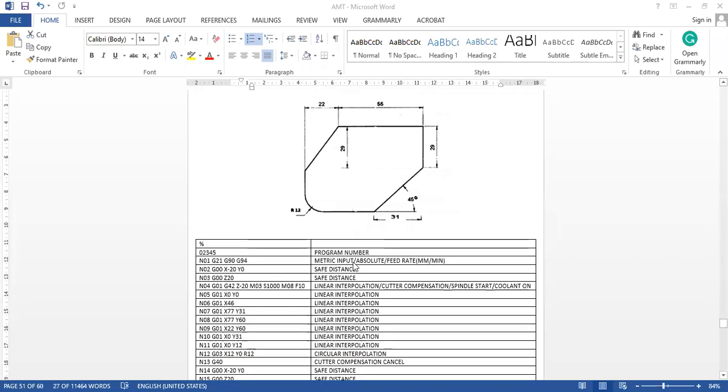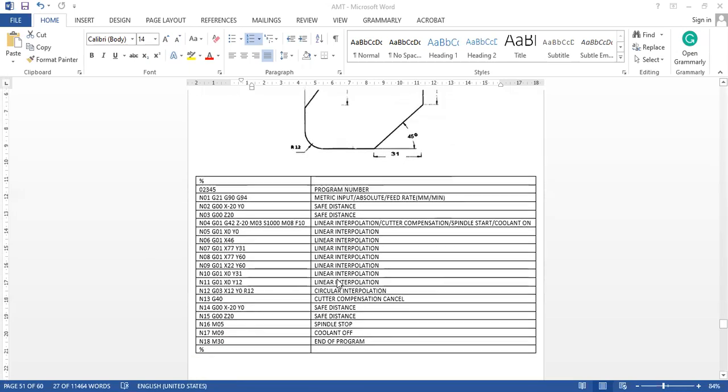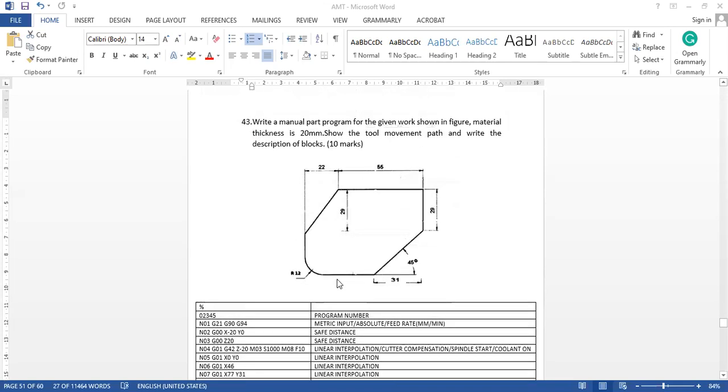So for example, N01, what is the meaning? The meaning is metric input, that is G21. G90 means absolute programming. Then G94 feed rate unit is millimeter per minute. Then the next block G00 X minus 20 Y0, that means safe distance. Safe distance means the distance from the workpiece. That is called a safe distance. Okay, so this is the program. Thank you.